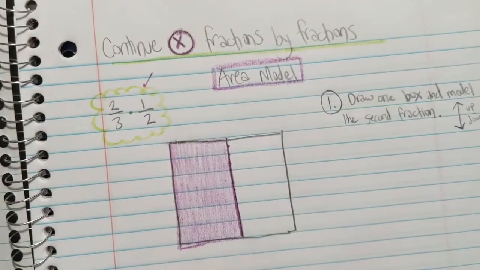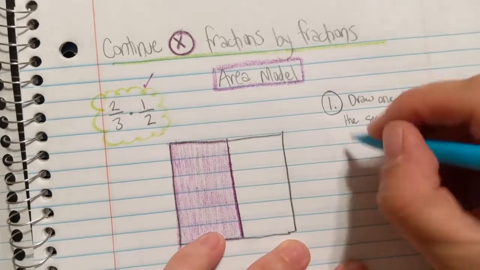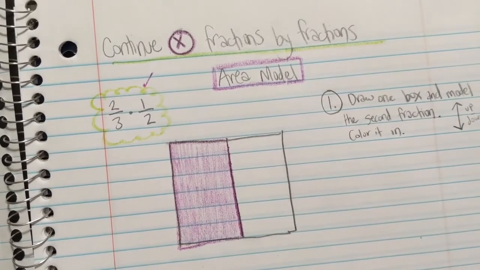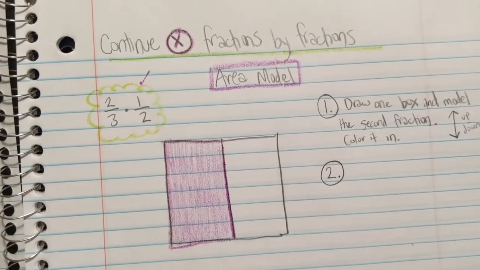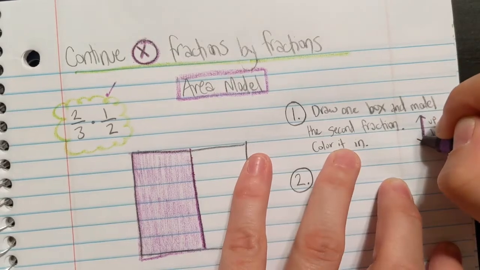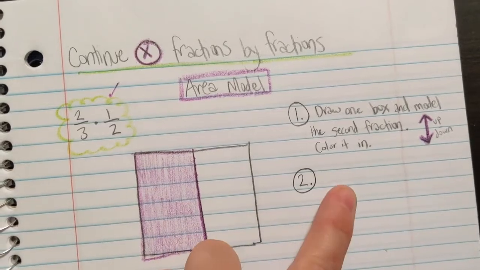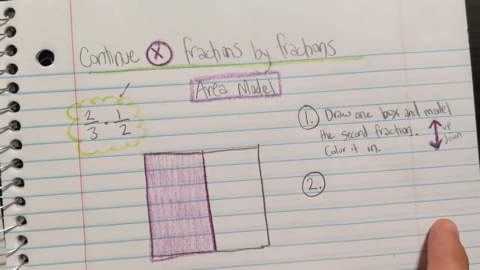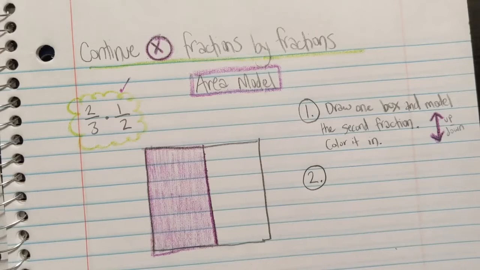Okay. There is 1/2, right? We should write that. Draw one box and model the second fraction. Color it in. Great. Step number 2. Now, think about this for just a minute. I told you that it was very important to make sure you had the arrows up and down. What do you think step number 2 is going to be like? What's the opposite of up and down? Left and right. So now we're going to be using the other fraction, but we're going to be going left and right. It's pretty awesome.